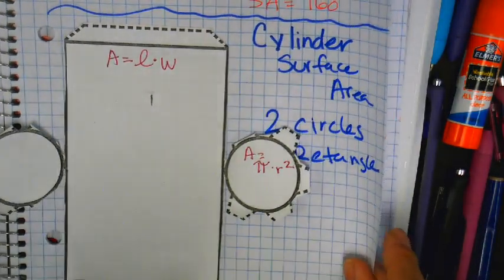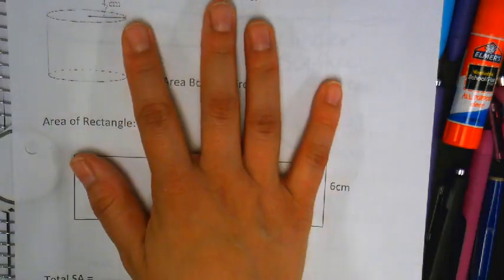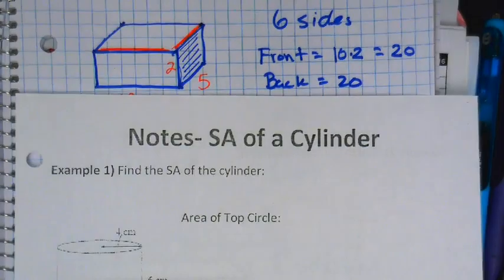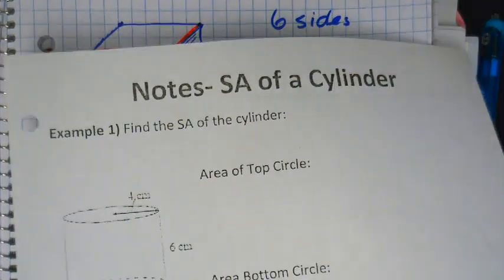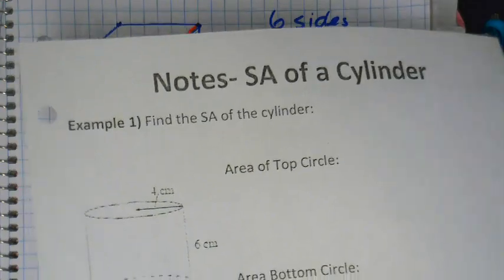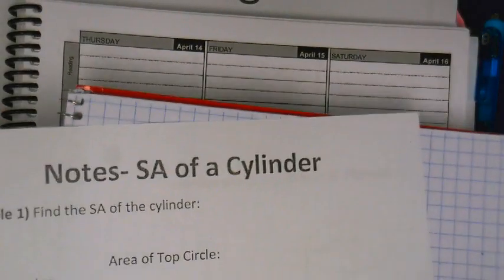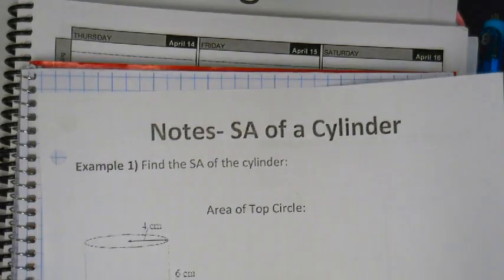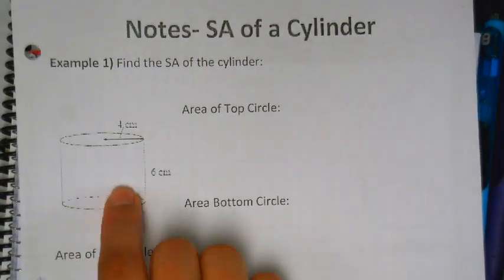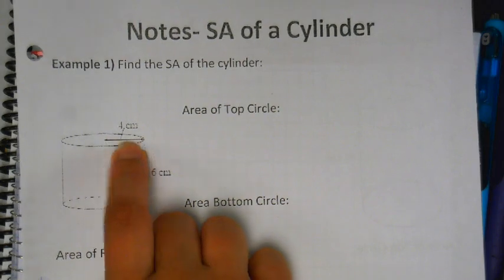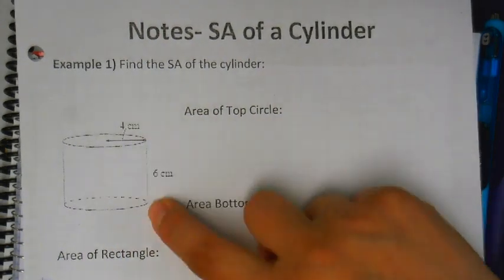All right. We're going to use this handout to take our first set of notes. So you got this worksheet from the person in front of you. Have it out. All right. So we have the cylinder here on our paper. The radius is 4 centimeters and the height is 6.